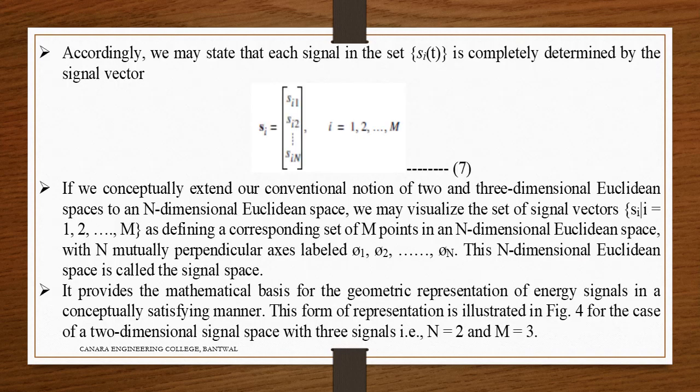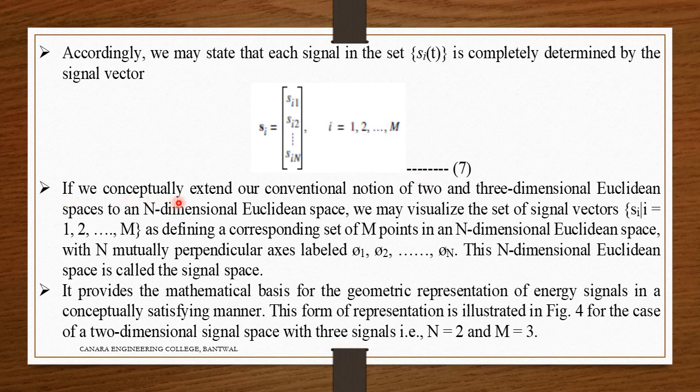So the next one. Accordingly, we may state that each signal in the set si of t is completely determined by the signal vector, that is, si equals si1, si2, so on up to siN, where i equals 1, 2, up to capital M. This is equation 7.